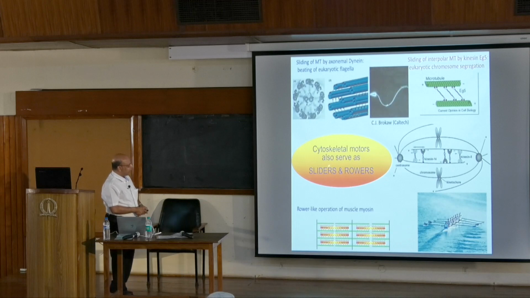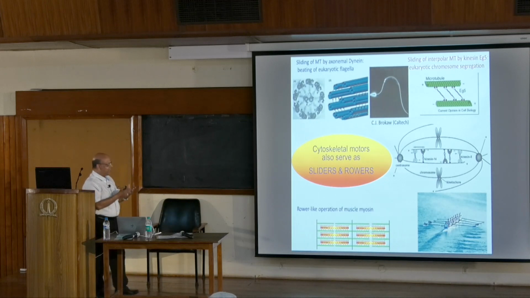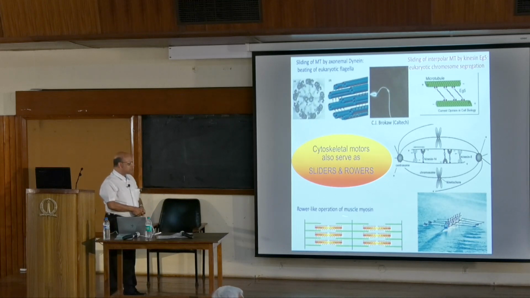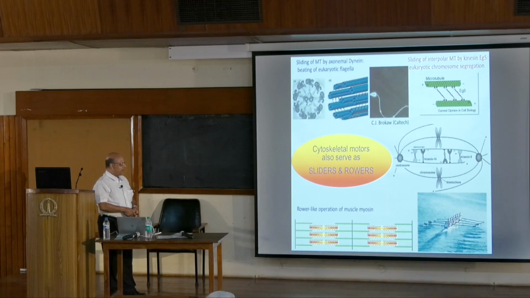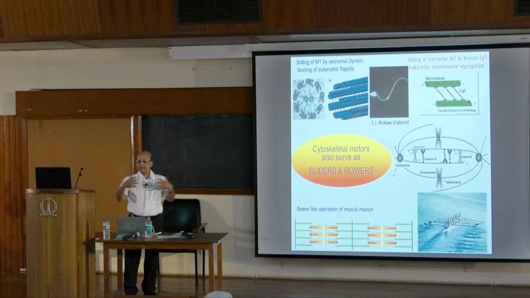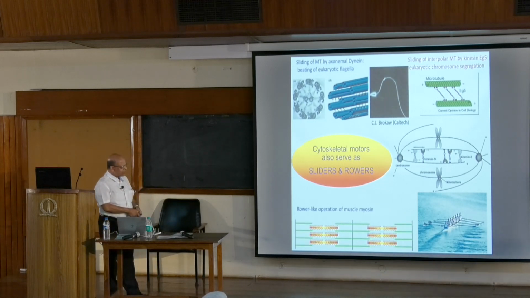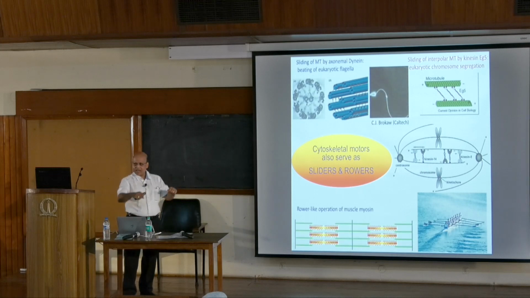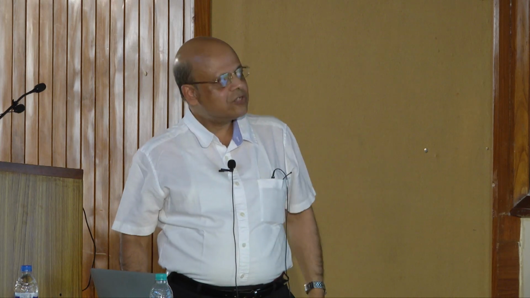For example, there are motors which serve as sliders or rowers. This is what happens inside muscle. You have a large number of motors driving the sliding of filaments, somewhat like rowers who are moving a boat by working together. So motors can do all kinds of things.